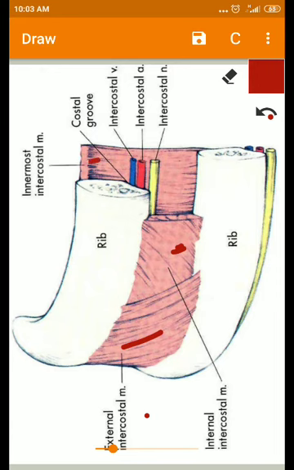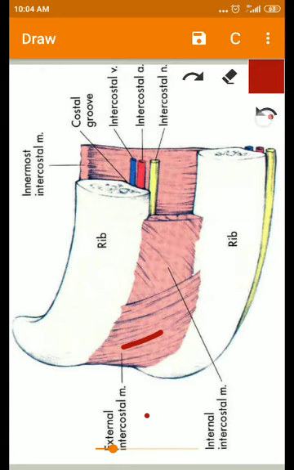Okay, what are the muscles? The external intercostal muscle, the internal intercostal muscle, and the deeply placed muscle, that is the innermost intercostal muscle, which is called the transverse thoracic.